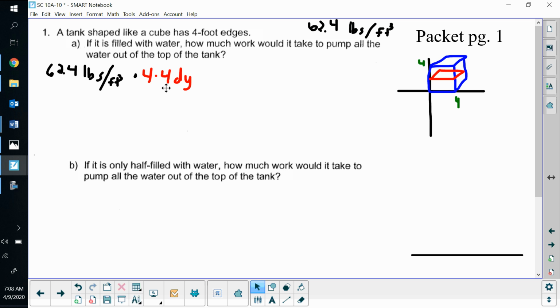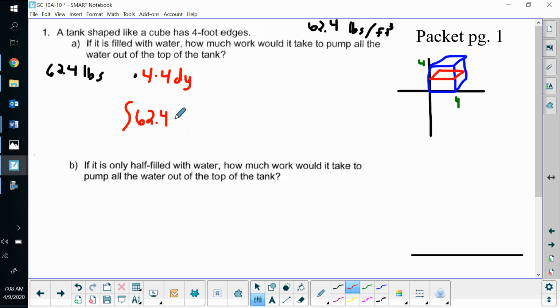So this right here was feet cubed, so that wipes out this feet cubed. These multiplied together is going to be our force. So far, we're going to have our integral. We'll have 62.4 times 16. I'm going to throw the dy at the end because we usually like to put that at the end. So this is our force.